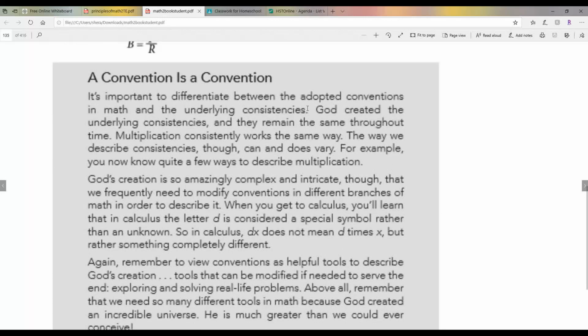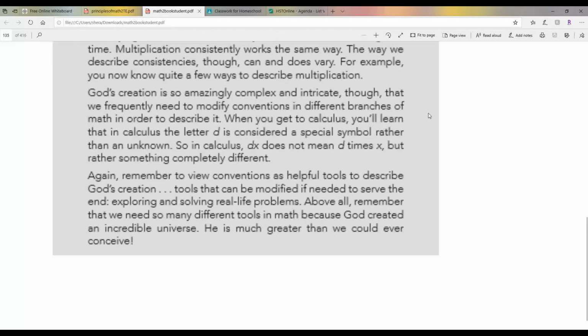Now, what is a convention? It's important to differentiate between the adopted conventions in math and the underlying consistencies. God created the underlying consistencies, and they remain the same throughout time. Multiplication consistently works the same way. The way we describe consistencies, though, can and does vary. For example, you now know quite a few ways to describe multiplication. God's creation is so amazingly complex and intricate that we frequently need to modify conventions in different branches of math in order to describe it.